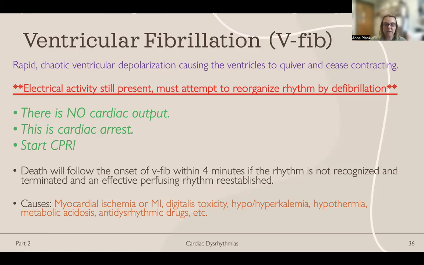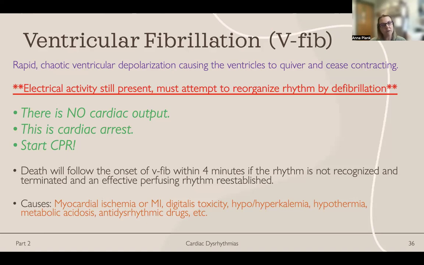If we don't reestablish that, it is very quickly going to go downhill. Okay, so our best chance of survival is early identification, early treatment up until this point. And our best chance of successful treatment is to reorganize that rhythm by shocking or defibrillation. Because at this point, there's no cardiac output. This is considered cardiac arrest.